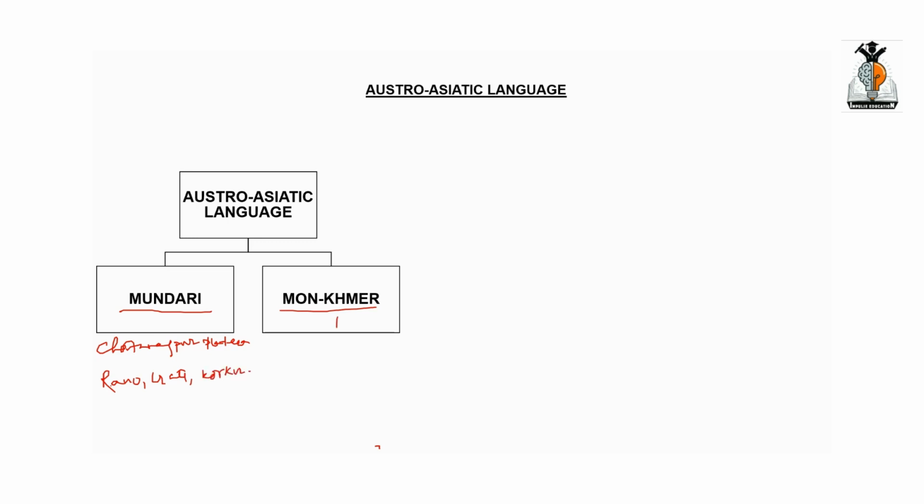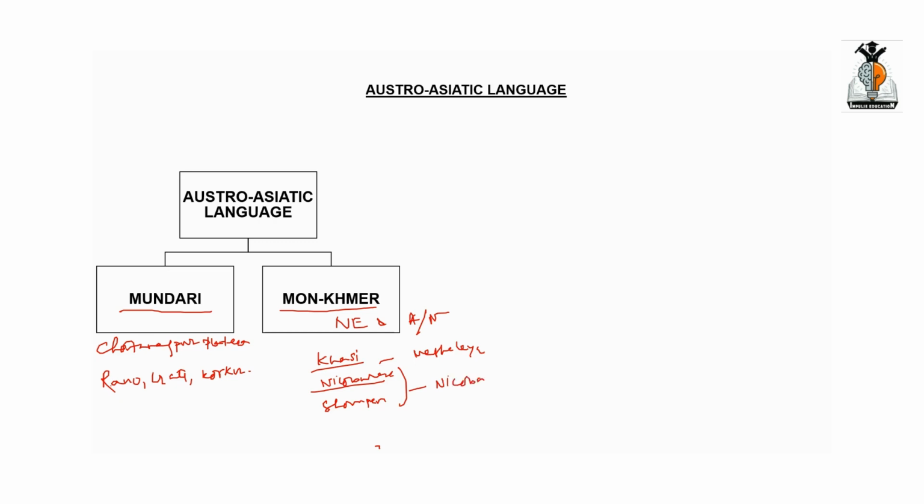Next, Mon Khmer language is spoken by the people of Northeast and Andaman and Nicobar. This language is further divided into Khasi language, which is spoken by the people of Meghalaya, Nicobarese, which is spoken by the people of Nicobar, and Somfen, which is spoken by the people of Nicobar.